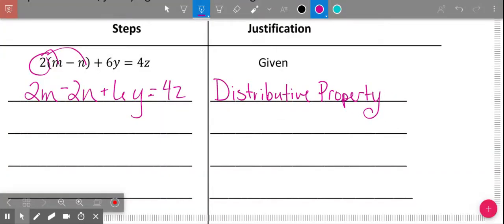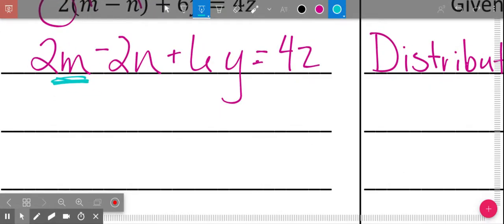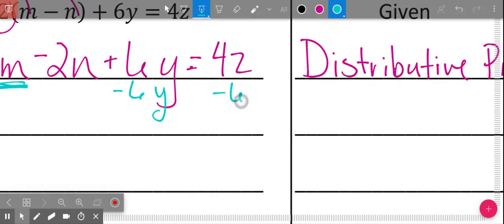Now from here, I need to get this m all by itself. That's the goal. So that means I need to get rid of all this stuff over here. I'm going to start with the y's. To get rid of a plus 6y, I'm going to subtract 6y over. And if I subtract it from one side, I have to subtract it from both.